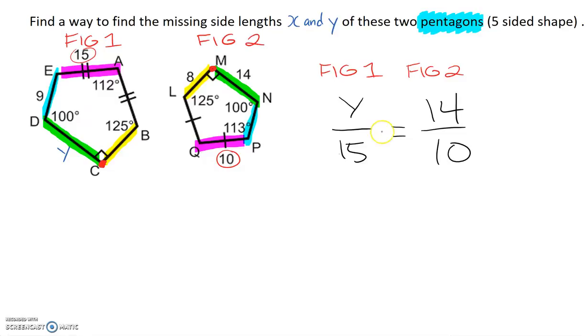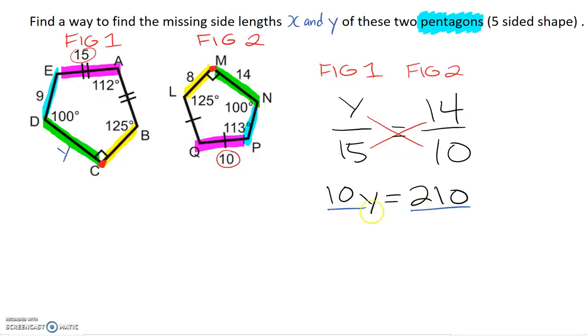How do we do that? Well, we're going to use cross multiplication. So let's go ahead and do that. 10 times y is just 10y. 15 times 14 is 210. And now, of course, we just have to divide both sides by 10, and that will get us our answer. So y equals 21. So there we go. You just really have to take your time when you are setting up the proportion, especially when you have shapes. Make sure you know what side is proportional to the other shape's side.